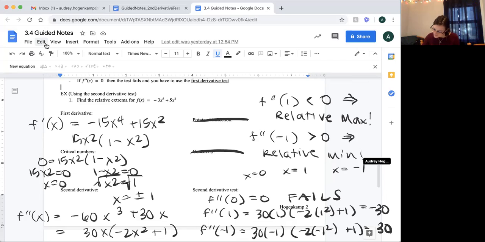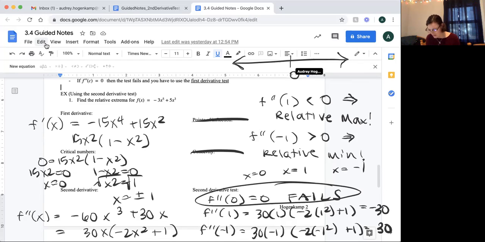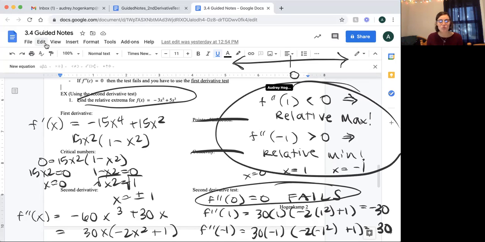And then, since f double prime of 0 fails, I'm going to have to go back and use my first derivative test. I need to create my number line. 0 is here. I need to test the value on the left and the right. It ends up that the first derivative is increasing on both sides of x equals 0, so x equals 0 is not a relative min or max. It's nothing. So our final answer for the relative extrema of f of x equals negative 3x to the fifth plus 5x cubed is that we have a relative max at x equals 1 and a relative min at x equals negative 1. That is how you use the second derivative test.